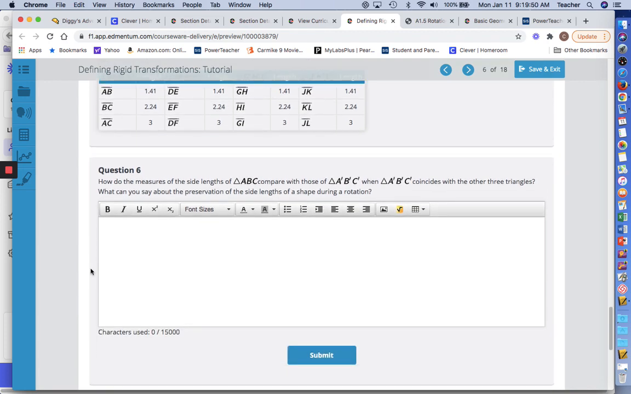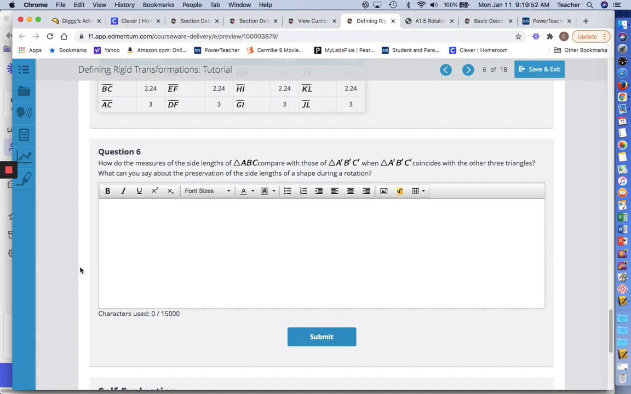All right, so how do you measure the side lengths of ABC compared to those that coincide with the other three triangles? Again, they are equal, so they do not change as it rotates. These sides do not change measure as the figure rotates.